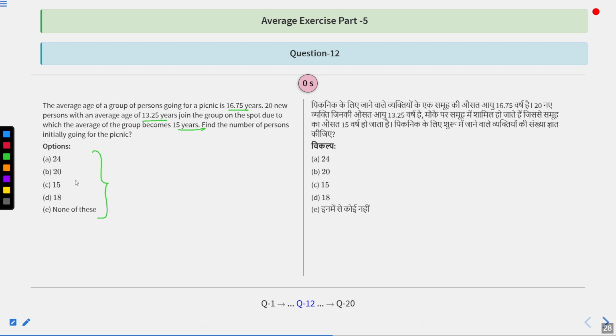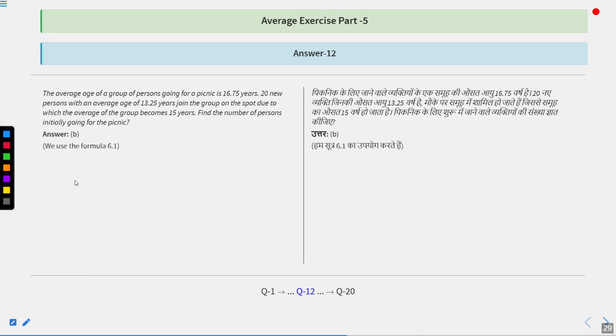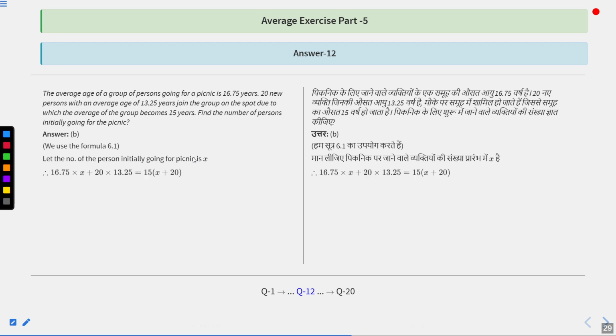Now time's up. Let's see the solution. Now we are going to use formula 6.1. First, we let the number of persons initially going for the picnic be X. Clear? Now, we make the equation according to the question. The question says that the average age of a group of persons going for a picnic is 16.75. So, the sum of their ages is 16.75 into X.